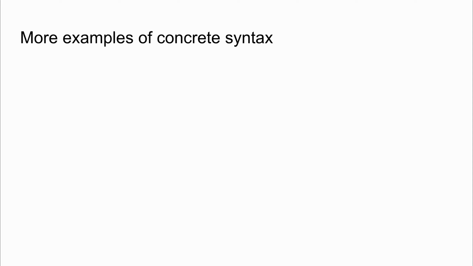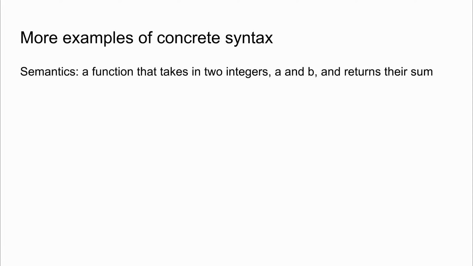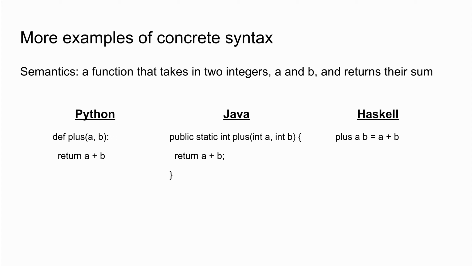Here's a more involved example. Let's say I want to write a function that takes in two integers, a and b, and returns the sum. What is some concrete syntax I can write to accomplish this? Here, we can see three completely different concrete syntaxes in Python, Java, and Haskell that all have the same semantic meaning.